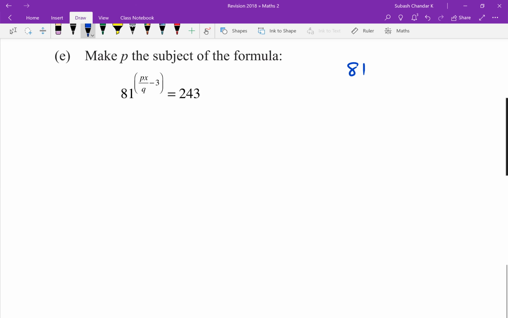Because I know that 81 is 3 to the power of 4. And I also know that 243 is 3 to the power of 5, okay? So what I can do is I can replace 81 with 3 to the power of 4, to the power of px over q minus 3, and then 243 I can replace with 3 to the power of 5. Okay, this is the first step. I'm going to show you guys how to do this, because eventually it doesn't matter which way you take, it'll end up with the same kind of ideas.